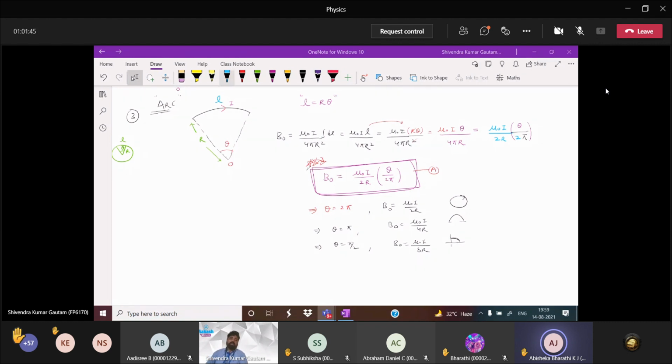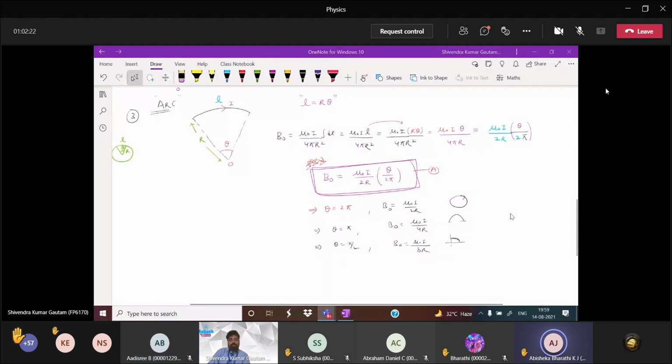What about direction? Tell me the direction. Inward, outward? Inward. Hold your finger in the direction of current, you see the thumb is downward. Or you can use the right hand palm rule: current in the direction of thumb, fingers towards O, so the normal to the palm is inward. Clear?